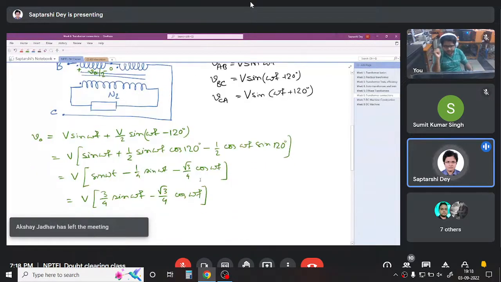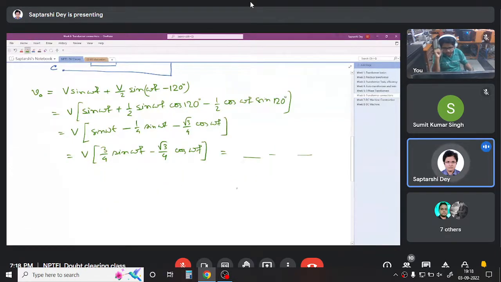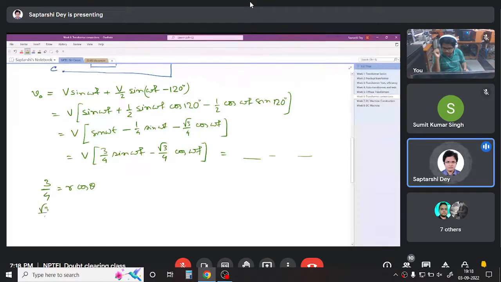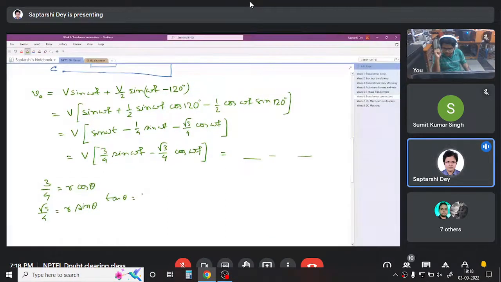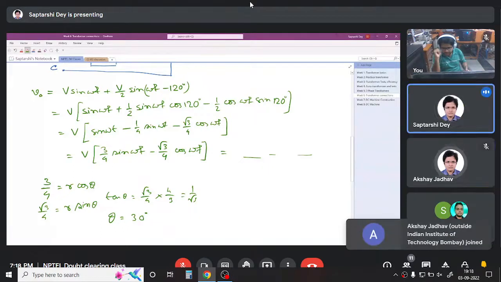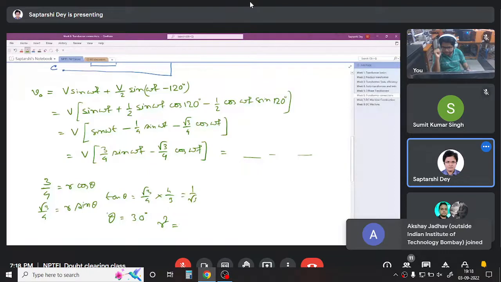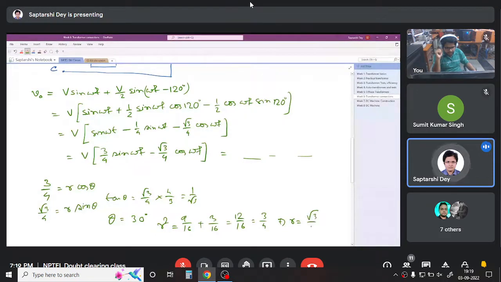But we have to write it as something times sin or cos of something. To do that, we can assume 3 by 4 as r cos theta, and root 3 by 4 as r sin theta. Then we have tan theta equals this by this. So root 3 by 4 times 4 by 3 is 1 by root 3. So theta equals 30 degree. And r squared equals 9 by 16 plus 3 by 16, 12 by 16, which is 3 by 4. So r equals root 3 by 2.